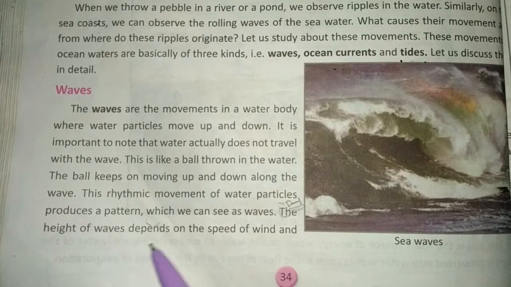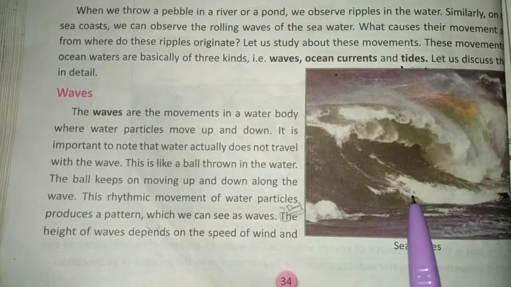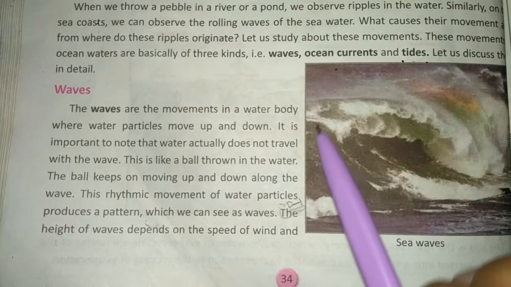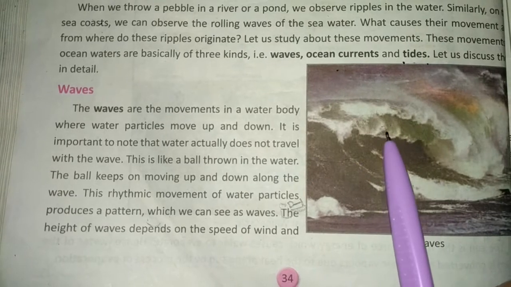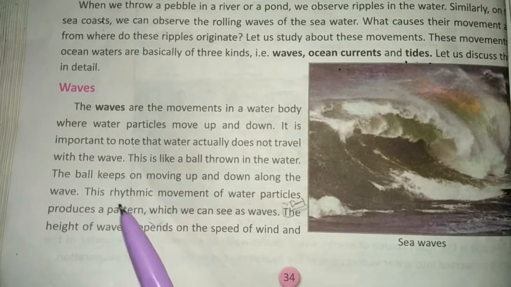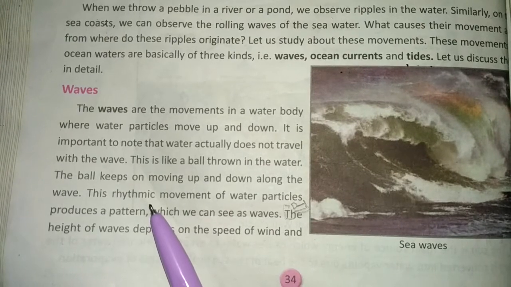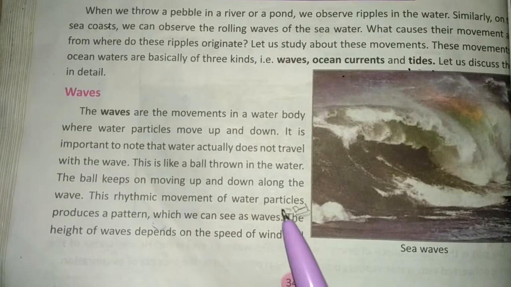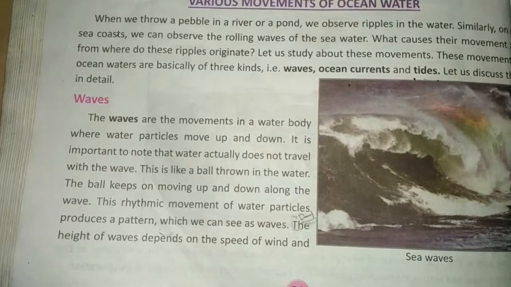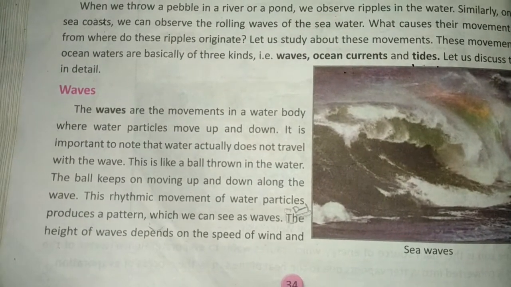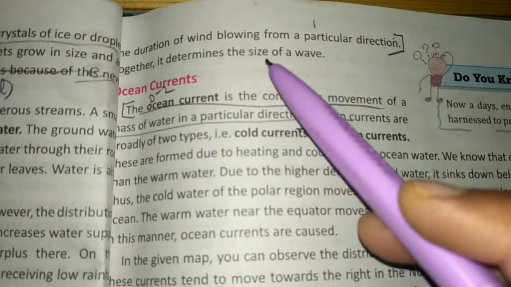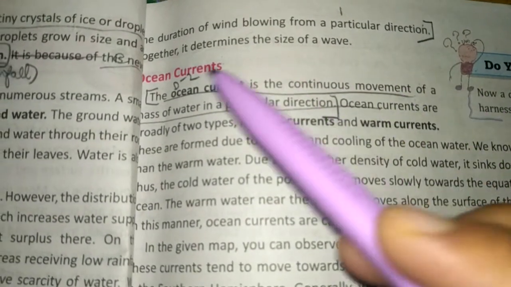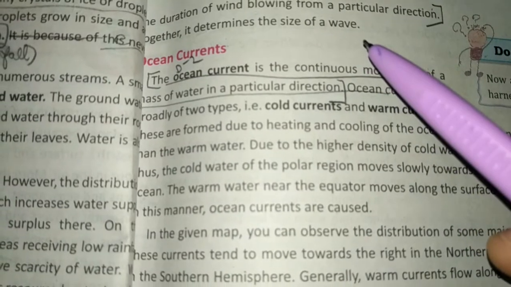The height of the waves depends on the speed of wind, whether it is quite high or not. Sometimes the waves are moving in a very slow manner, but sometimes, when the pressure of the wind is quite high, the ripples can increase very fast and in a very big ratio. The waves depend on the speed of wind and the duration of wind blowing from a particular direction. Together, they determine the size of a wave as well.